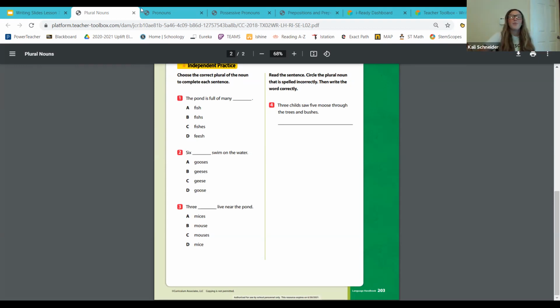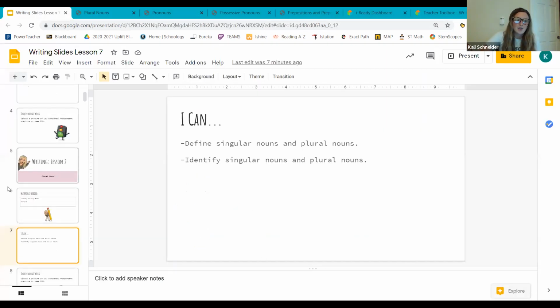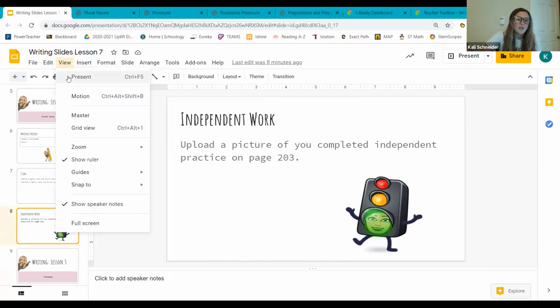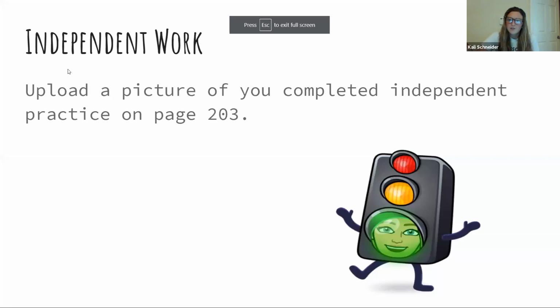Your job today is to complete page 203 and upload a picture of it to Schoology so that we can see your work and your understanding of plural nouns. Complete page 203 and submit it there.